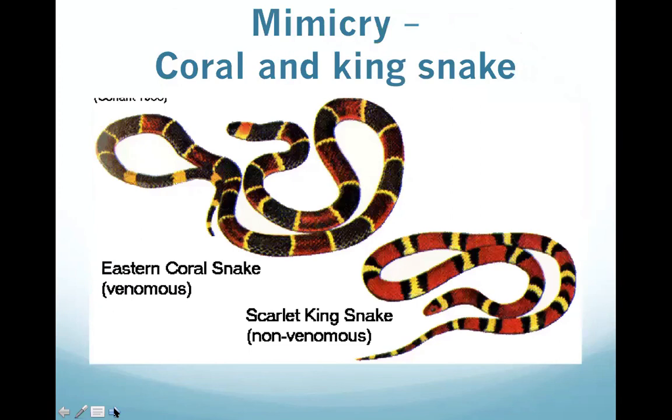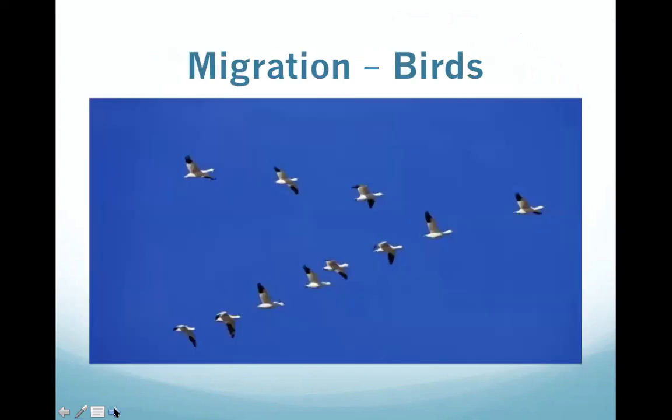Our next one we're talking about is mimicry. So a coral snake versus a king snake. Coral snake, very venomous. King snake, not venomous, but their colors are similar enough where it's confusing to the animal. Another type of adaptation, a behavioral adaptation, is migration. So birds, whales, butterflies, all different animals migrate to survive, seeking those warmer temperatures during the winter.